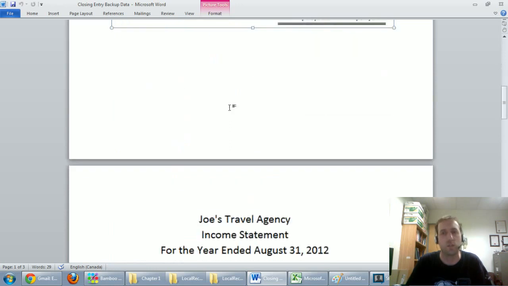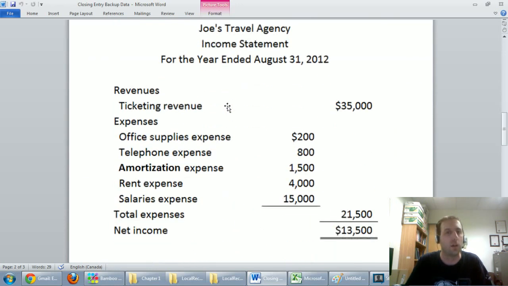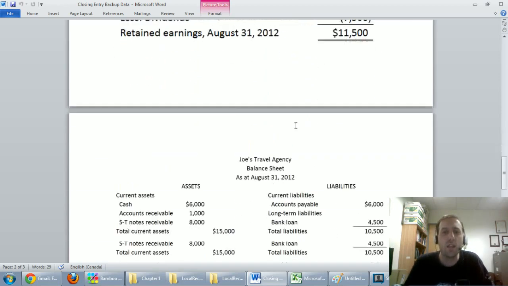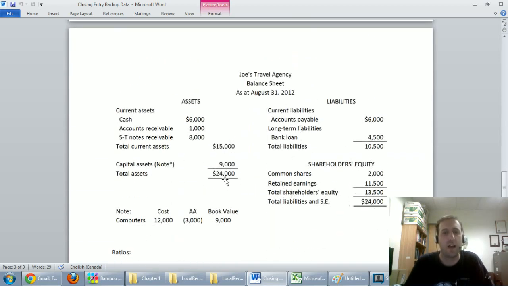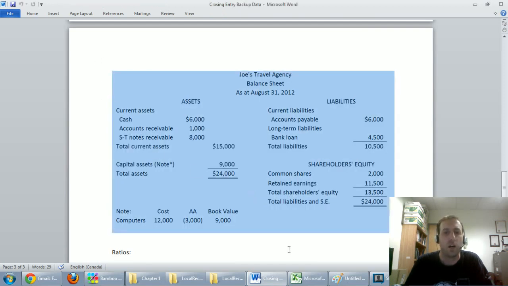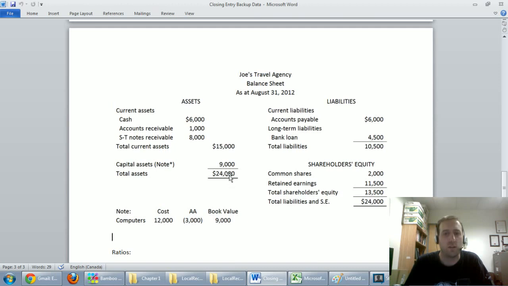And in fact, if you scroll down to the next page, you'll see I've already done the financial statements. We've got our income statement, which summarizes the revenues and the expenses. Revenues minus expenses, of course, is net income. We've got our statement of retained earnings, which shows how retained earnings changes as a result of net income and dividends. And then we've got our balance sheet, which shows that assets equals liabilities plus shareholders' equity. And sure enough, our balance sheet balances: $24,000 total assets, $24,000 liabilities and shareholders' equity. We've got ourselves a good balance sheet.